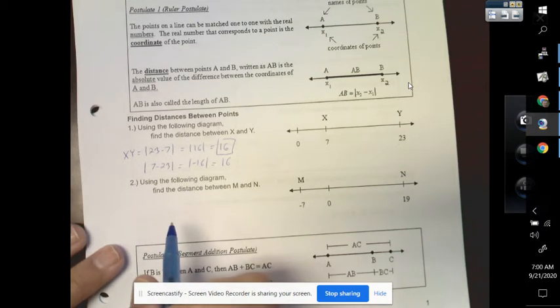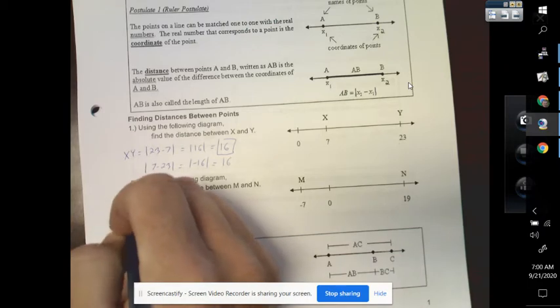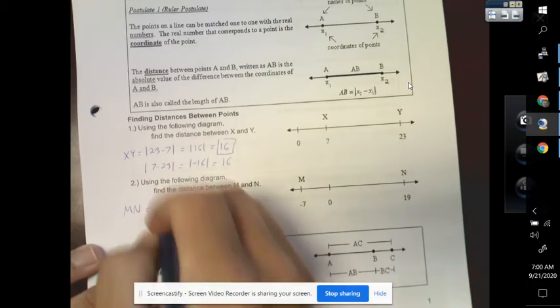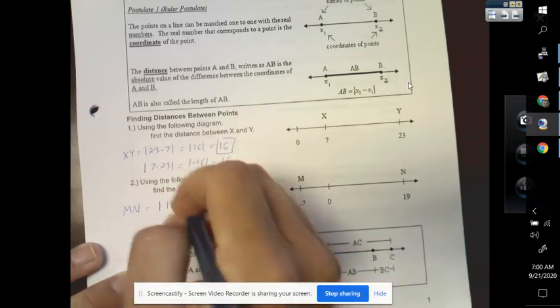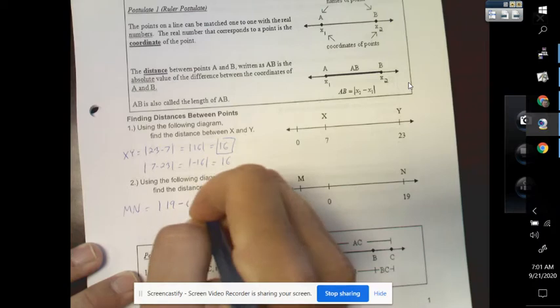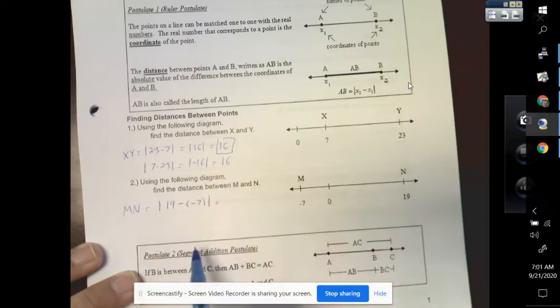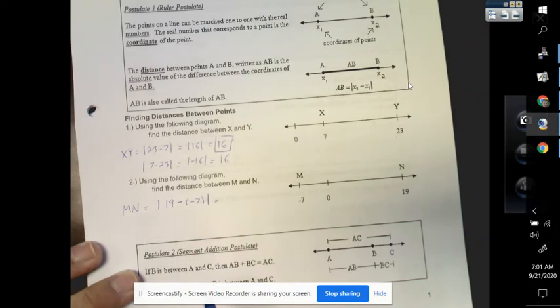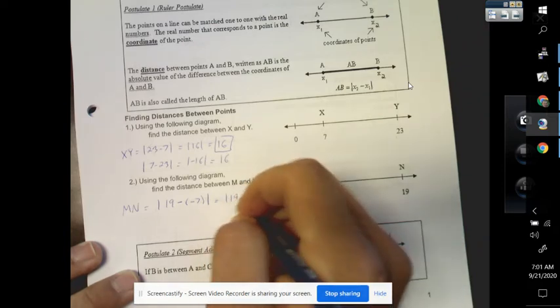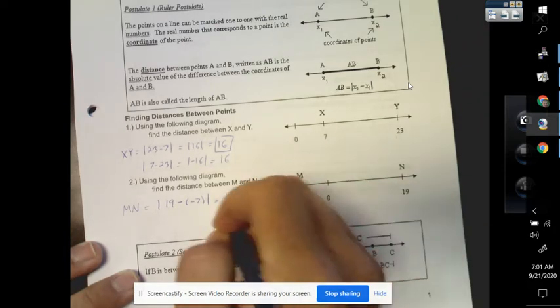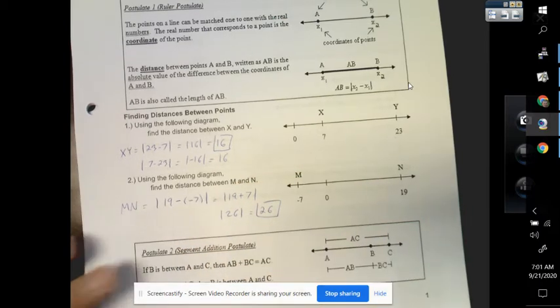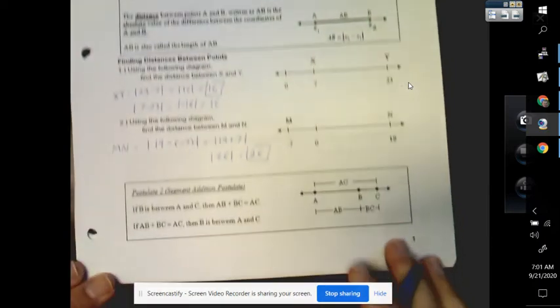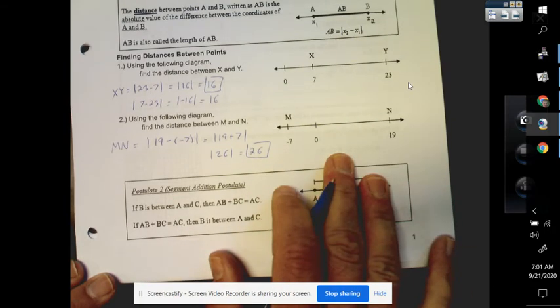In the following diagram, find the distance between M and N. So MN equals, okay, so the absolute value of my farther right one, 19, minus my far left one. Now be careful here because it's negative 7. Now, a little blast from the past here. What does minus a negative become? Hopefully you guys are cool with that. Becomes a plus. So then that's going to be the absolute value of 26, which in turn is just 26. And you don't have to do it twice. Once is good enough. Cool. So simple enough, reading a ruler. Need help with that? Say the word.